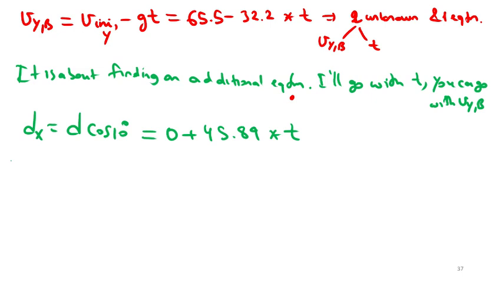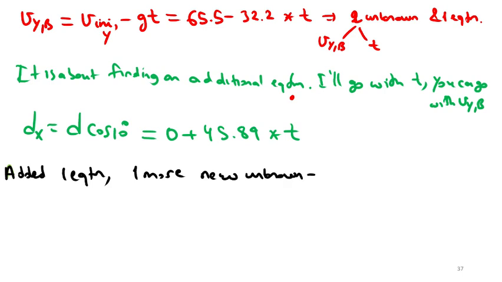So the result is I added one equation but I have one more new unknown. So what's the result? I have 3 unknowns, but I have 2 equations. What are those 3 unknowns? The velocity at point B, the time, and the distance. Okay, so I need one more equation.